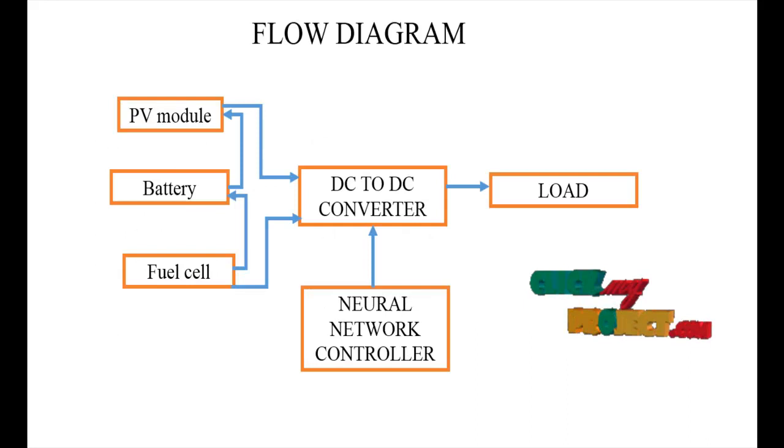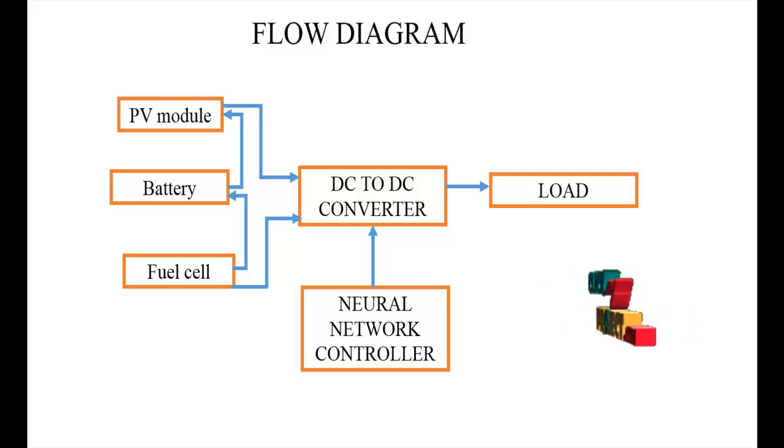The flow diagram has three input sources: first the PV module, then the battery, and then the fuel cell. The PV panel has two inputs: one is the irradiation level and the other is the temperature level. These inputs go through the PV model conditions, and based on the irradiation and temperature levels there is a partial shading connection. After that, everything is connected in series.